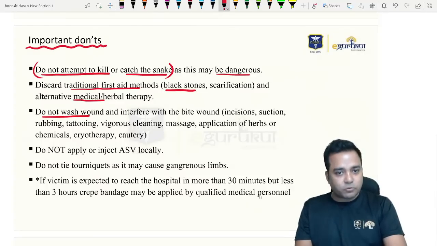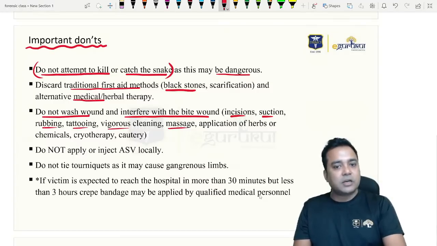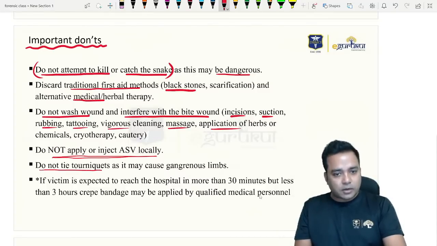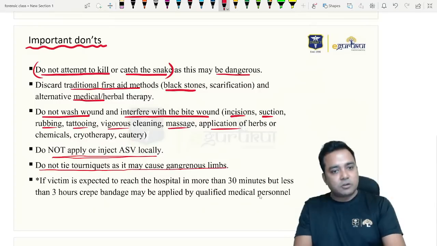Do not wash the wound. Do not interfere with the bite wound in the form of incision, suction, rubbing, tattooing, vigorous cleaning, massage, application of anything. Do not apply or inject ASV locally. ASV is to be injected through the intravenous route, and slow IV injections are used. Do not tourniquet as it may cause gangrenous limbs. All these are not to be done.